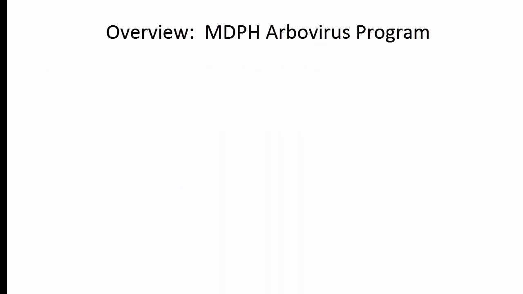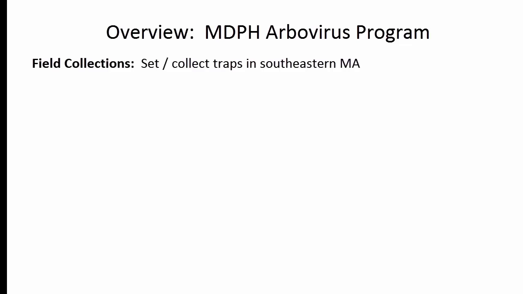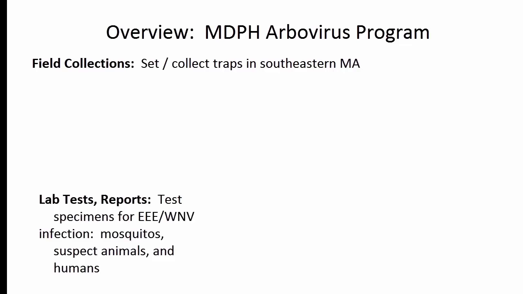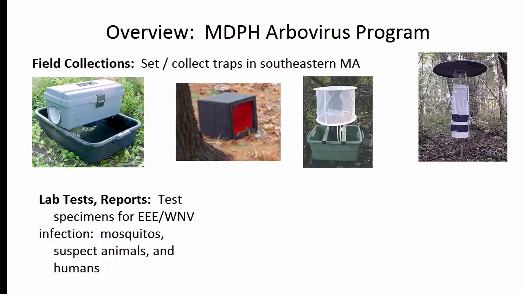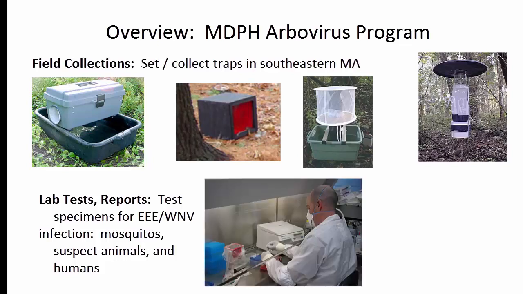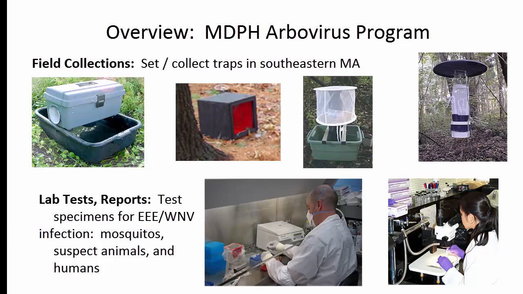Overview of the Massachusetts DPH Arbovirus Program. The DPH Arbovirus Program focuses on preventing viruses transmitted by mosquitoes, ticks, and other arthropods, which have no backbones. Arbovirus is an acronym for Arthropod-borne virus. This program has 3 components: field collections, lab tests, and reports, plus disease surveillance and risk communication. Field collections involve setting and collecting traps from long-term sites in southeastern Massachusetts. Lab testing examines mosquitoes, suspect animals, and human specimens for infection.